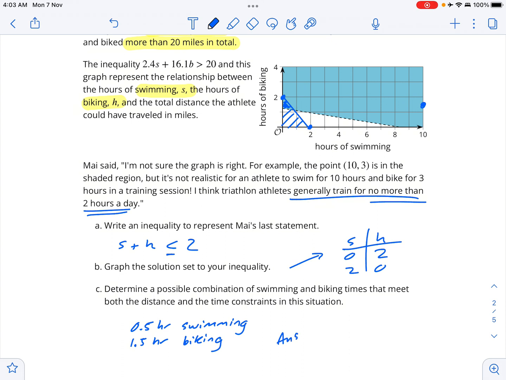And this is only one possible answer. You can go ahead and get other combinations as long as they're in that shaded region and make both of the inequalities true.